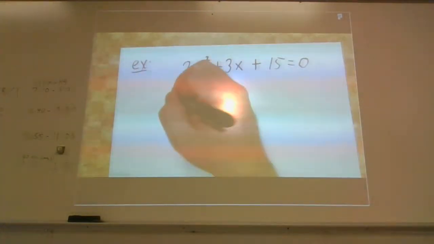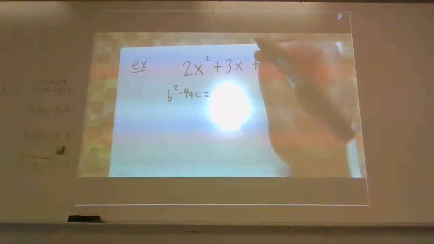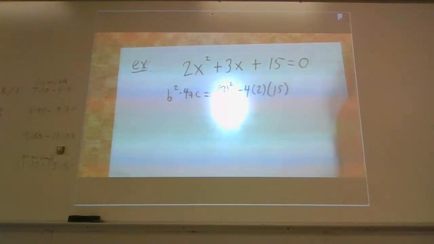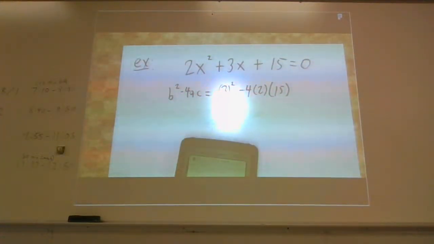Let's do it. B squared minus 4ac should give me 3 squared minus 4 times 2 times 15. That really, if I go to my calculator, 4, 15. Wait a minute. You sure you want to do 15? Yeah. My God, my angel number is. I got negative 111. Oh, man. This is really going to screw things up.